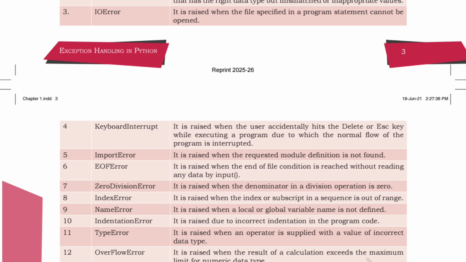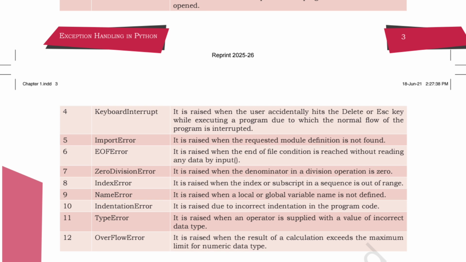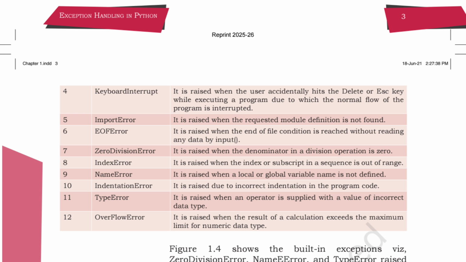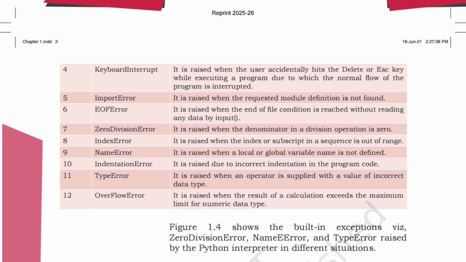Then KeyboardInterrupt. It is raised when the user accidentally hits the delete or escape key while executing a program, due to which the normal flow of the program is interrupted. While executing the program, if we hit the delete or escape key, at that time the KeyboardInterrupt will be triggered. Okay, that is KeyboardInterrupt.